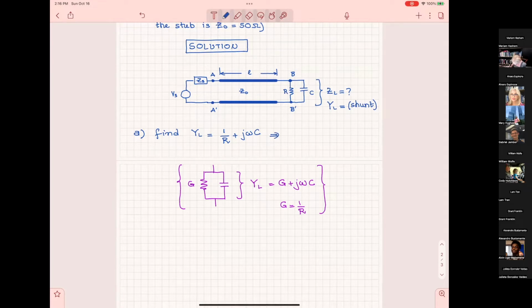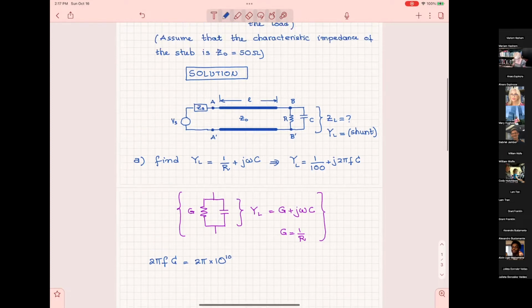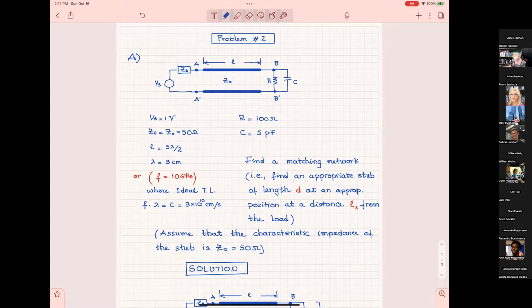what do we have? We know that YL is going to be, how much is R? R is going to be 1 over 100 plus j 2 pi FC. Let's see how much is 2 pi FC. 2 pi F is 10 to the 10, because it's 10 gigahertz. If I had given you only lambda, then you would have to calculate F.